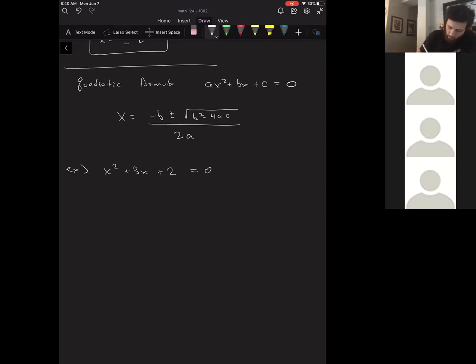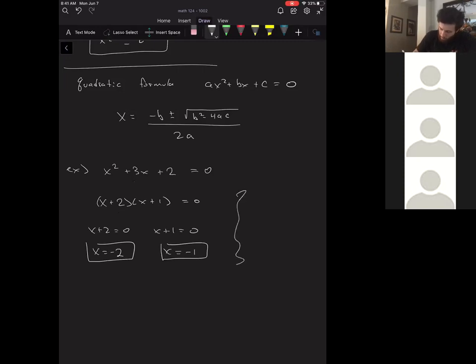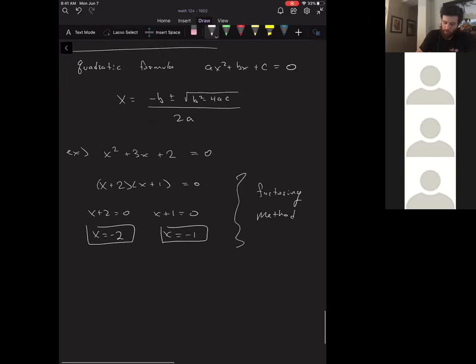We know we can factor this one. This one just factors quickly into x plus 2 and x plus 1. We know that because 2 times 1 is 2 and 2 plus 1 is 3. So we set this equal to 0. We have x plus 2 is 0 and x plus 1 is 0, and this one gives us x is equal to minus 2, and this one gives us x is equal to minus 1. So this is just the factoring method, which should always be your first method, always the go-to method because it's the quickest.